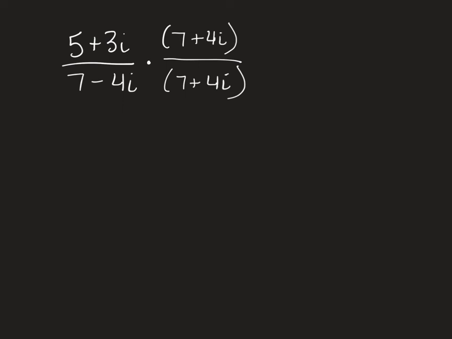So on top, when we FOIL, you get 47 plus i, because that's the same as what we just did. So we're going to take a shortcut there.